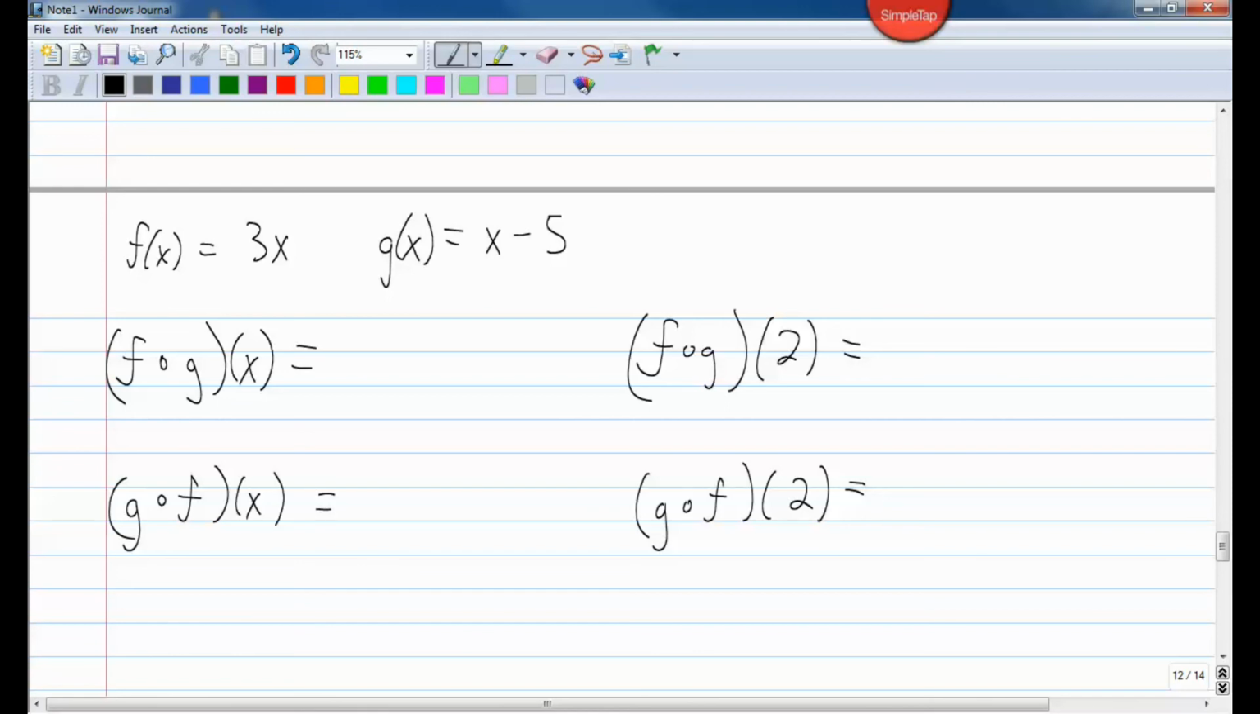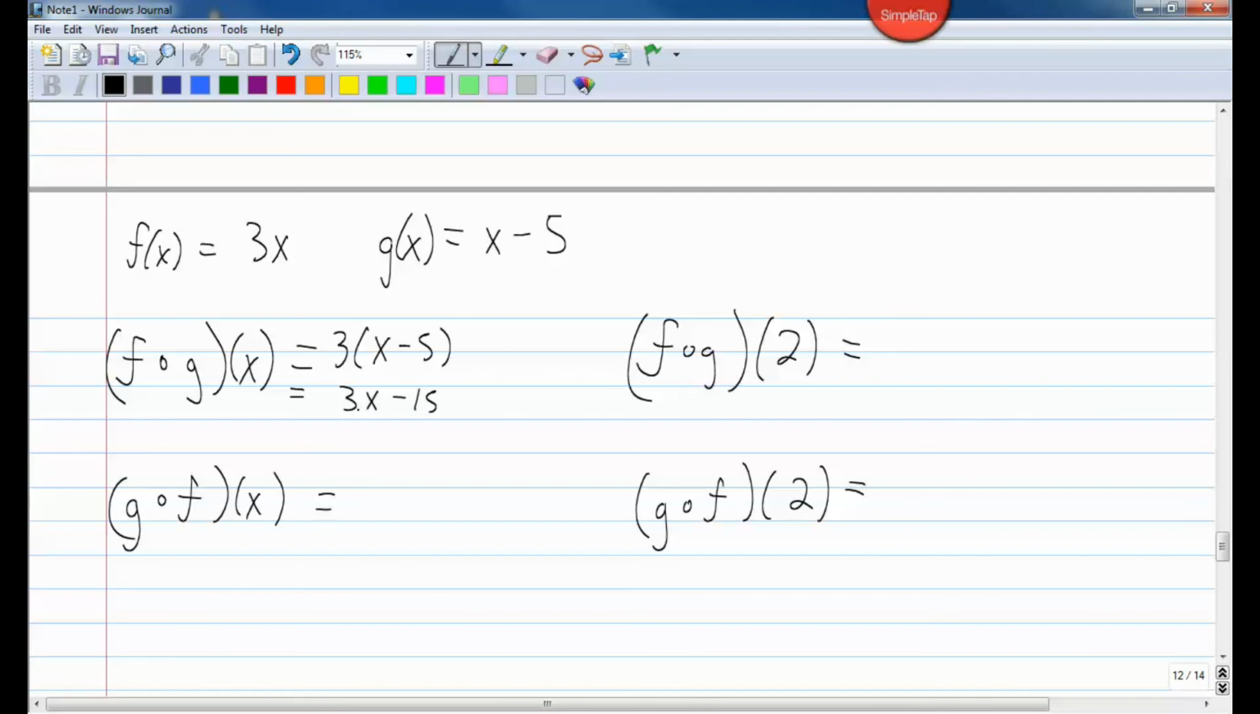So what I'm going to do is first find f of g of x, then I'll find f of g of 2. Alright, so f of g of x, to find that, remember, take the second letter. So I'm going to take the g and plug it into the f. So all of this right here, x minus 5, I'm going to plug it in right there for the x. And I have a 3 in front, so I need to put that in parentheses. So this is 3 times (x minus 5), or 3x minus 15.